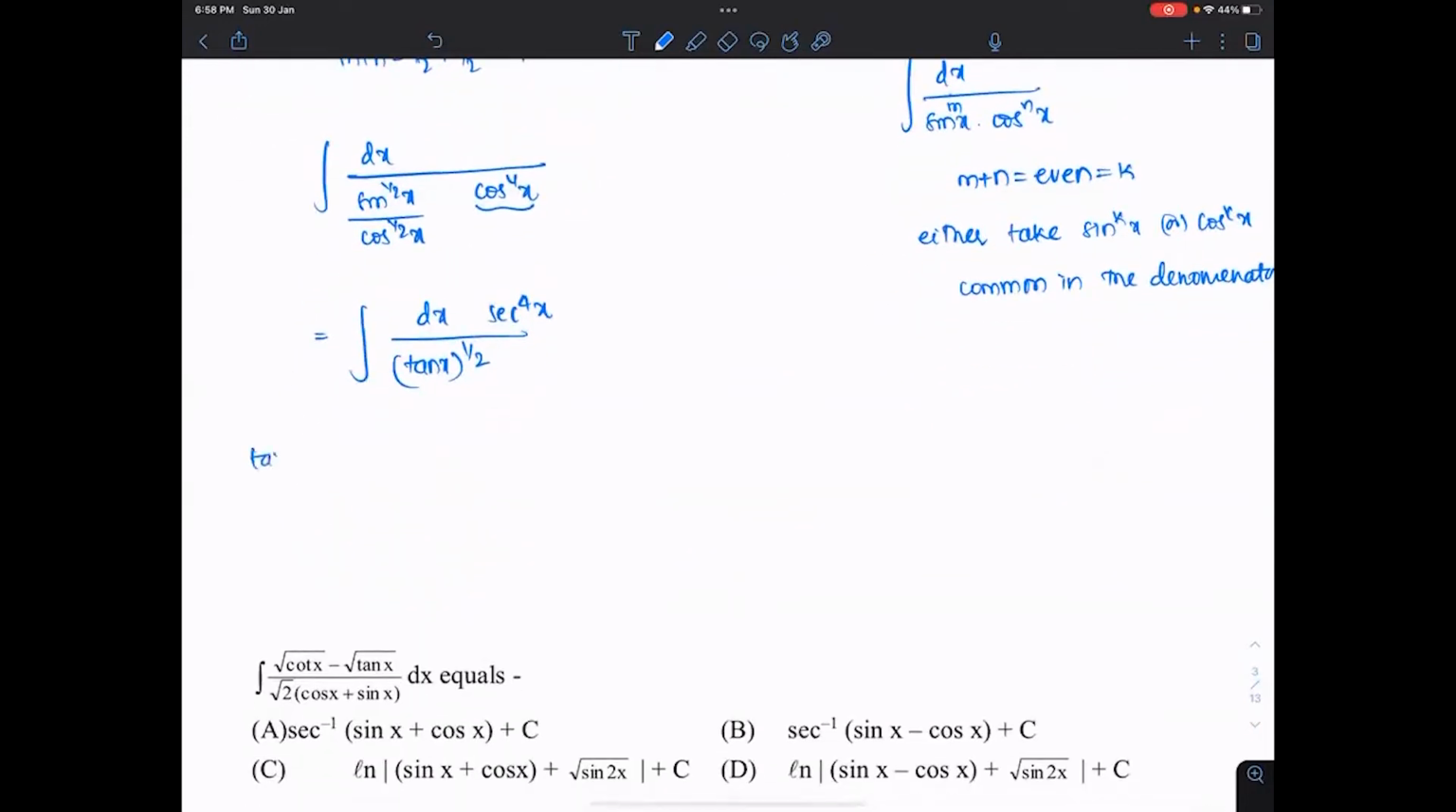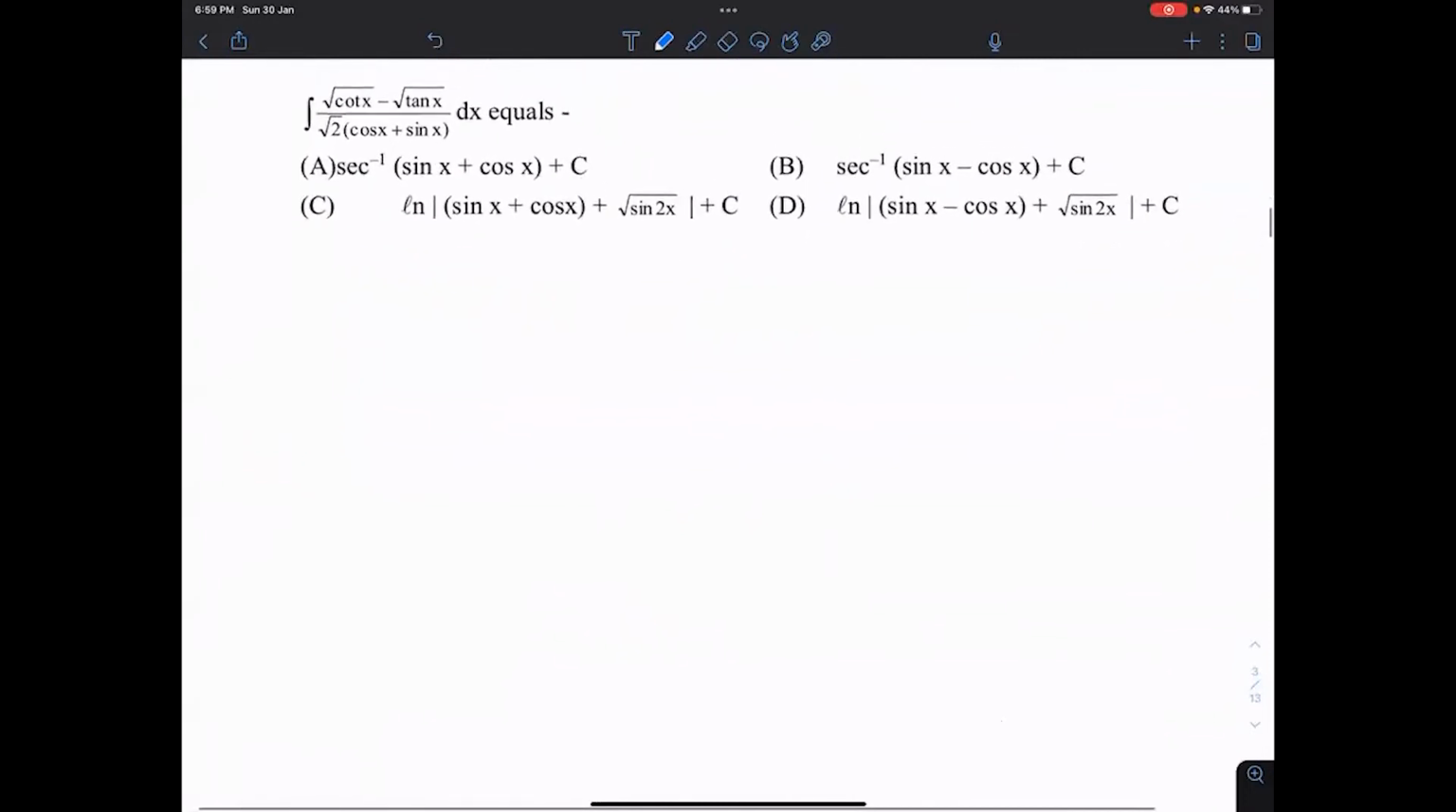Now you take tan x as t. Done. Then it means secant square x dx will be dt. So the numerator is secant square x dx. And one more secant square x is there. Secant square x is 1 plus tan square x, 1 plus t square, divided by t power 1 by 2. So it will be integral t power minus 1 by 2 plus t power 3 by 2 dt. You can solve this. No? Okay.